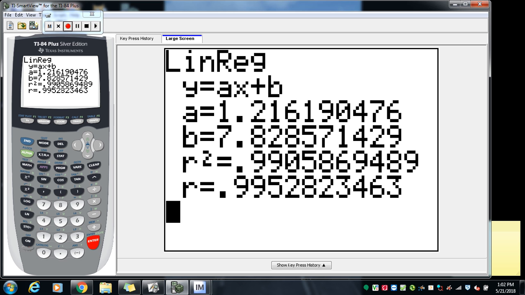So it always tells you at the beginning what the basic equation is. Our basic equation is y equals ax plus b. And then it gives you the values of a and the values of b after that.